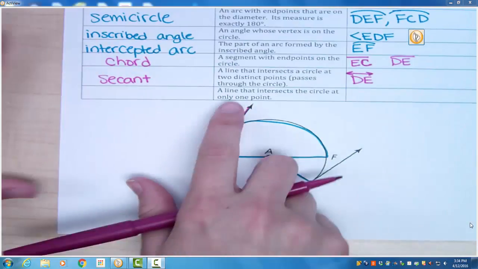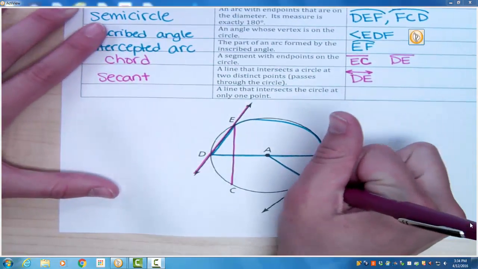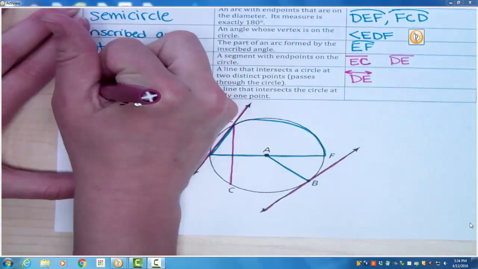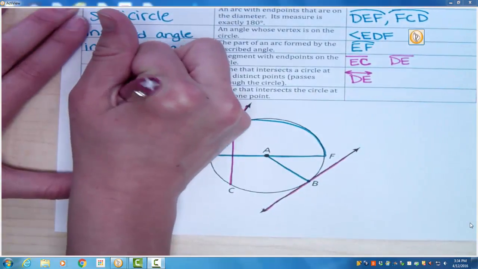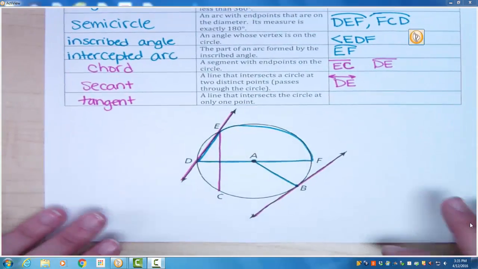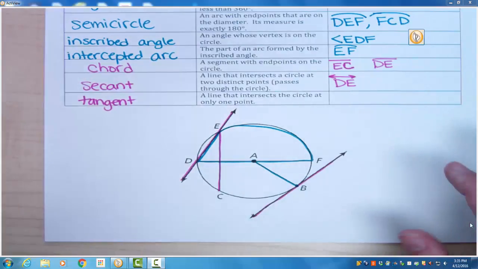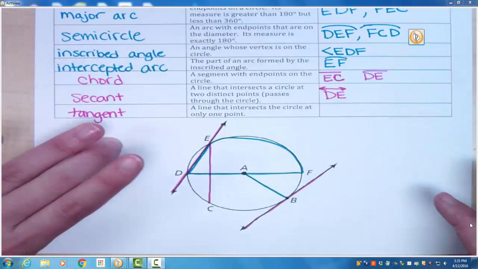And then the last one, we have a line that intersects the circle at only one point. That would be, for example, like this line here. And we call this a tangent. So just like what we talked about in trig, this is a tangent. A tangent line only passes through one point on this circle. So you should all know all of these parts of a circle now. The notes that we're doing today relate to tangents. So go ahead and put this away in a safe place because we're going to be using it later.